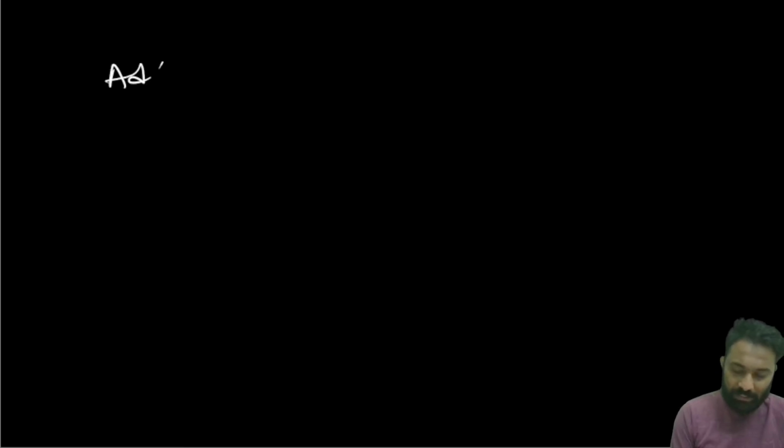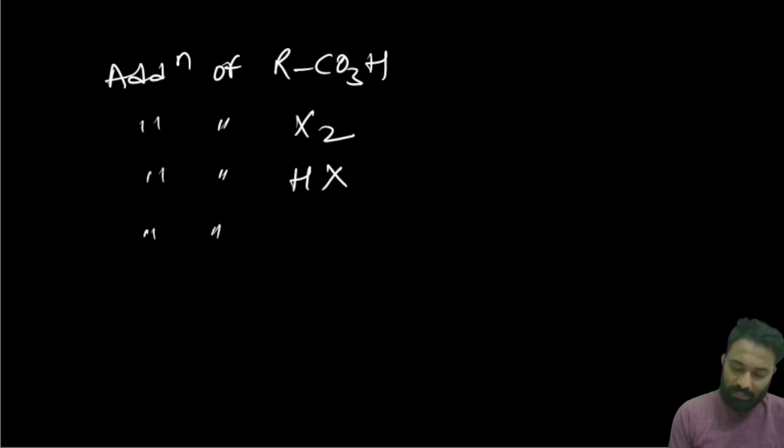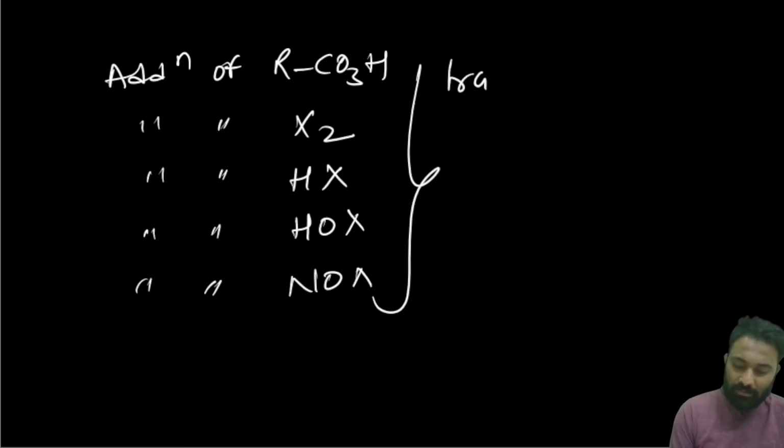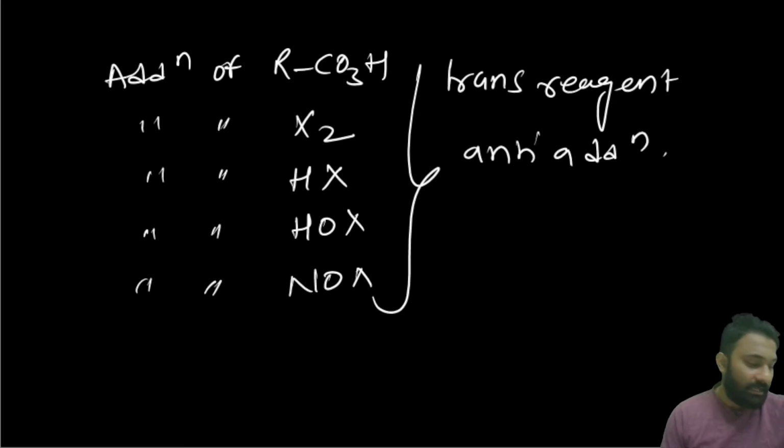Next, addition of peracid, X2, addition of HX, addition of HOX, addition of NOX. These are all trans reagents, and they will show the anti addition. Clear? Done.